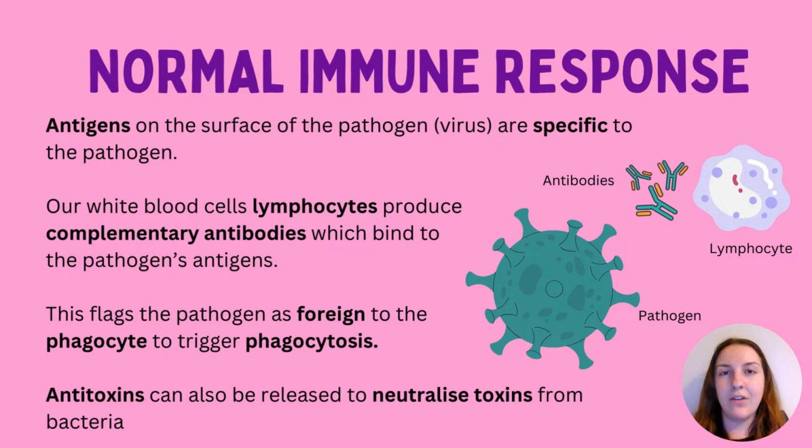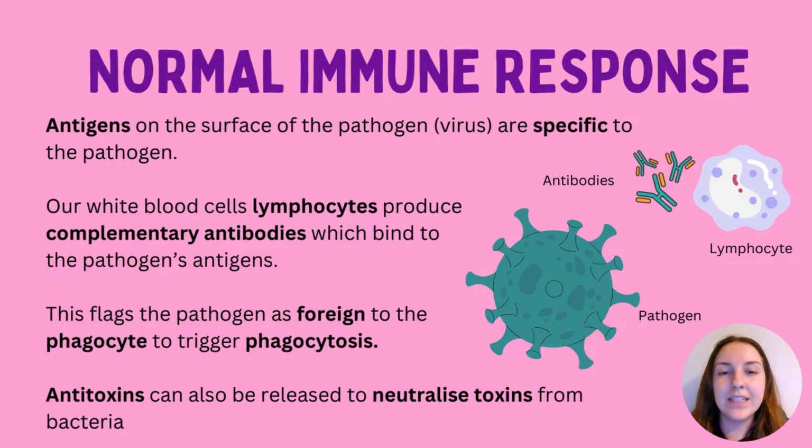So bacteria, there are loads of different strains. We know about E. coli, we know about Salmonella. They are both bacteria, however, they will have their own specific antigen. So there are hundreds and thousands of different types of antigens on the surface. And that's why our lymphocytes, those white blood cells, work really hard to create very specific and complementary antibodies that can bind to those specific antigens.